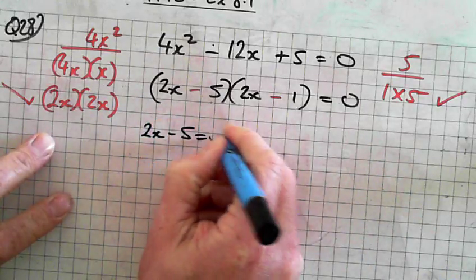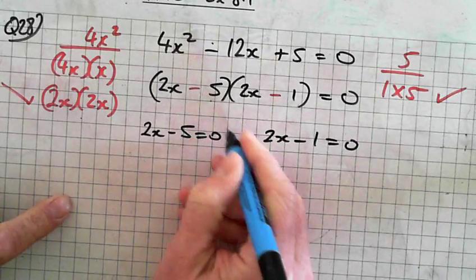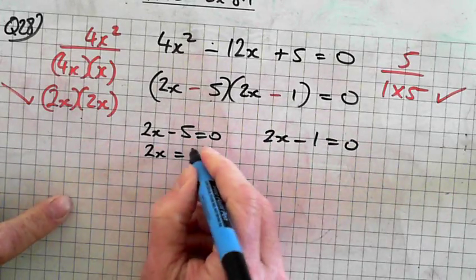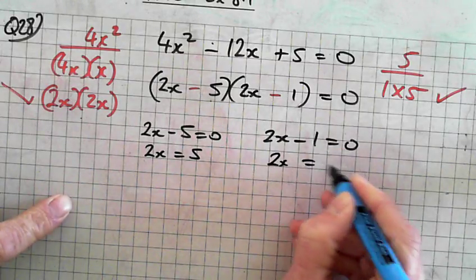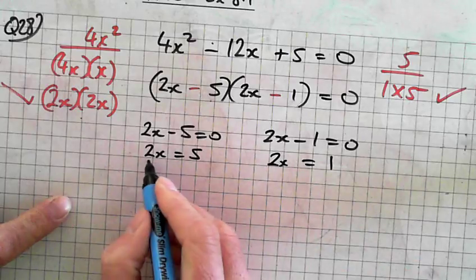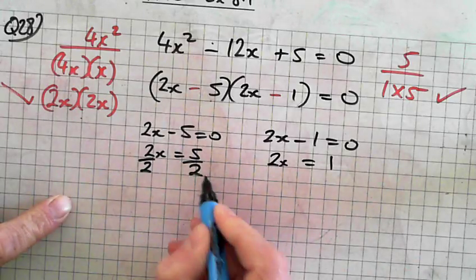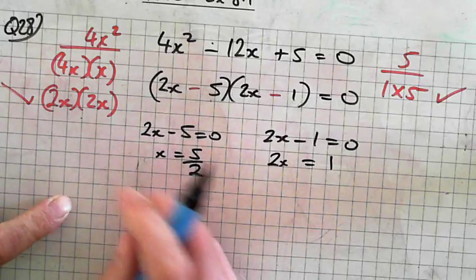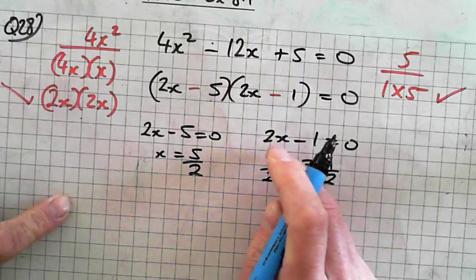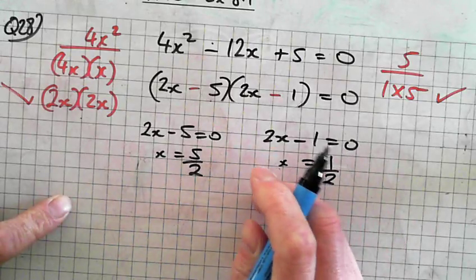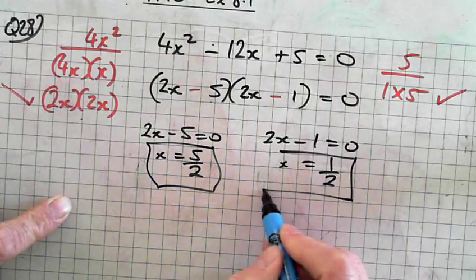2x minus 5 is equal to 0. 2x minus 1 is equal to 0. Move the minus 5 across and it becomes plus 5. Move the minus 1 across and it becomes plus 1. I want to get rid of the 2, divide by 2. 2 divided by 2 is 1. I want to get rid of 2 here, divide by 2. 2 divided by 2 is 1. The 2 answers are x equal to 5 over 2 and x equal to a half.